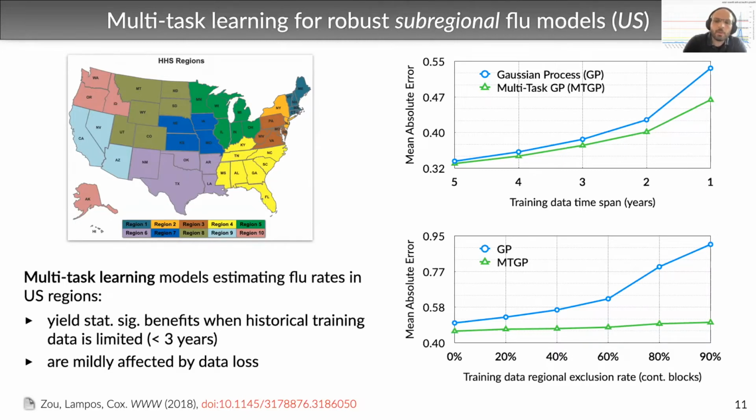Our experiments conducted on US subregions first show that multitask learning yields reliable estimates, even when we reduce historical data from 5 to just 1 year, and the right top chart depicts that. Then the right bottom chart shows that the prediction accuracy of multitask learning models remains stable as an increasing amount of temporally consecutive data blocks are removed from the training data.